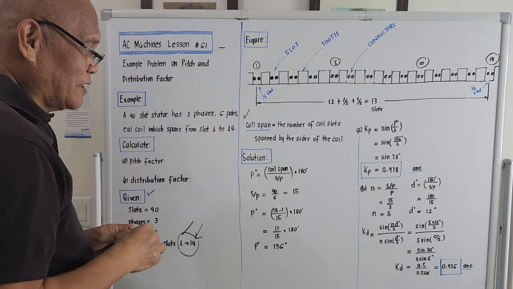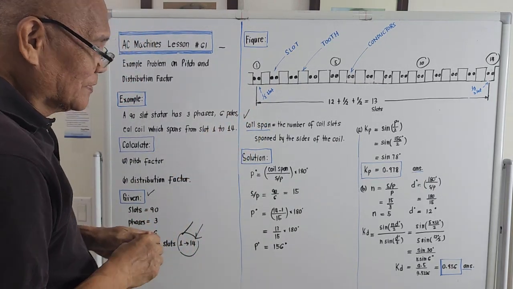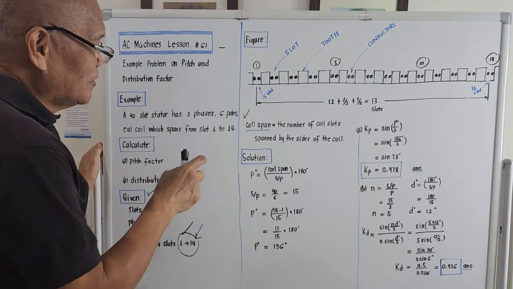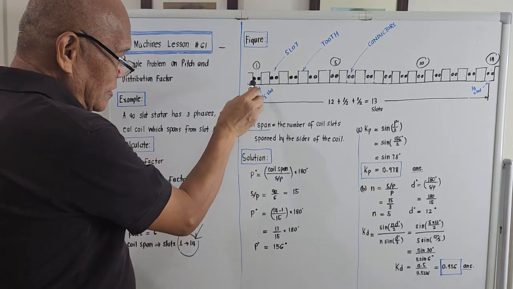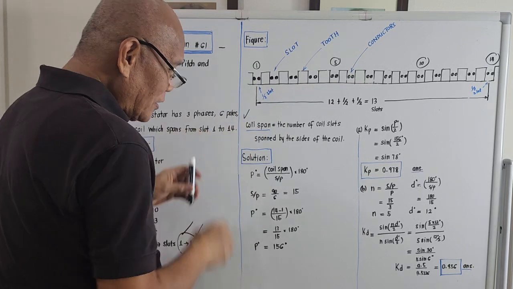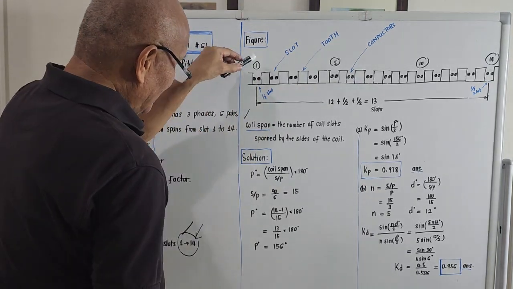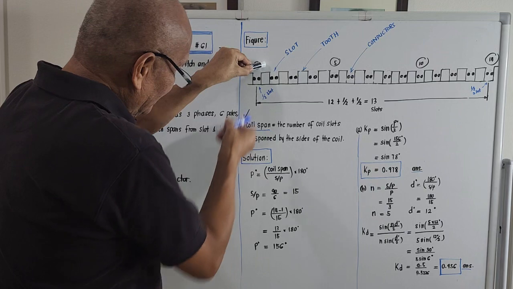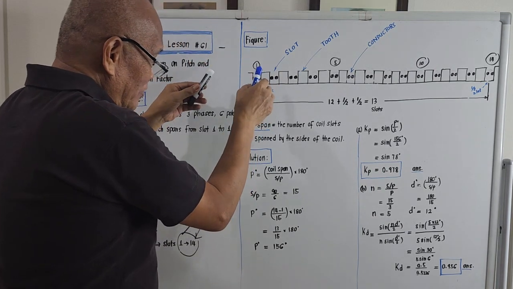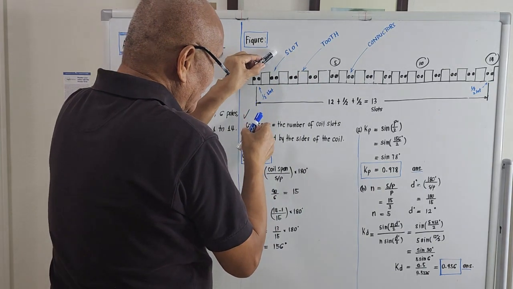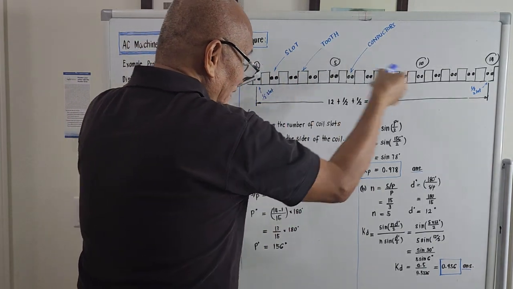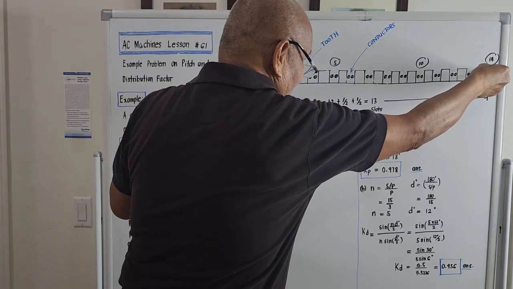Coil span is the number of coil slots spanned by the sides of the coil, because in each slot there are 2 sides of the coil. This is the first coil, this is the second coil. If the winding is a lap winding, it goes in here, it goes to the back, it comes back here, right?